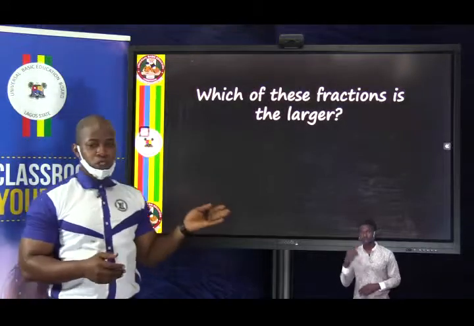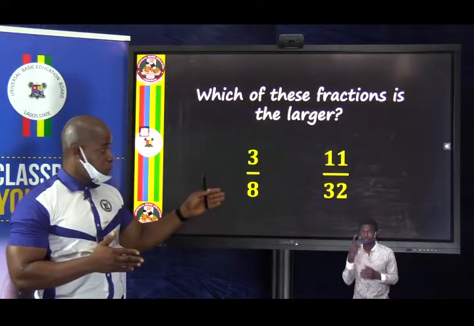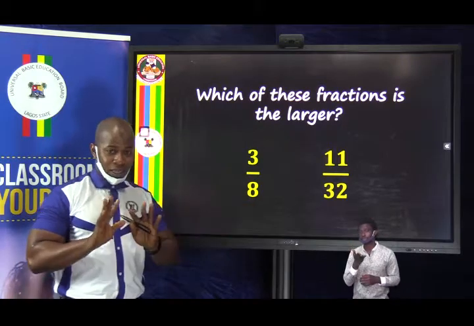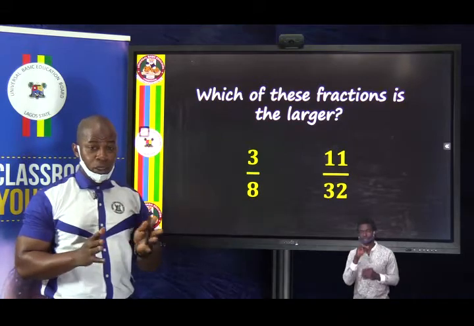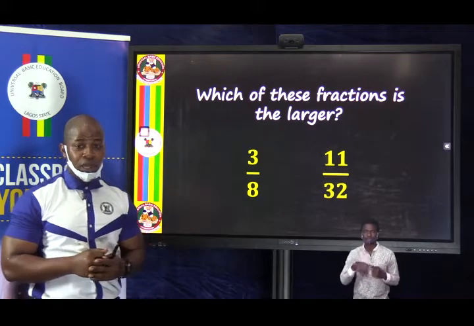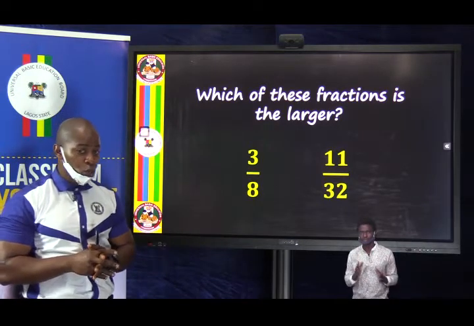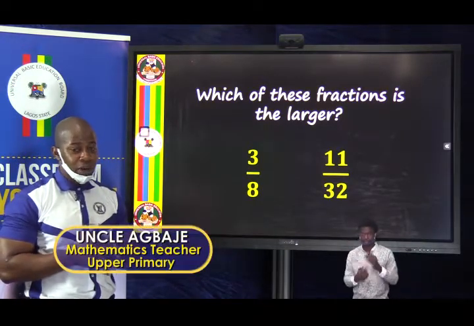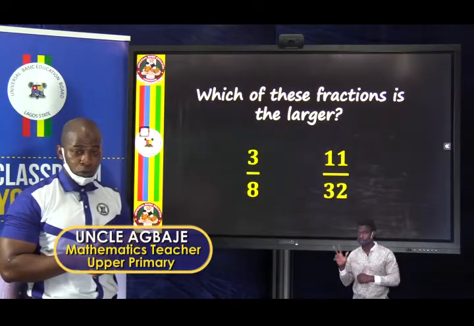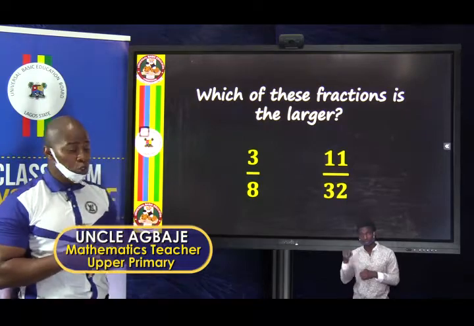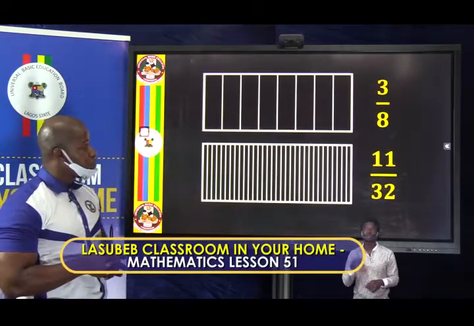Now, let us consider this question. Of these two fractions that you see here, 3 over 8 and 11 over 32, they are not equivalent, and that means they are not equal. In fact, one is bigger than the other. If you were to decide, which one would you say is the bigger fraction? Think critically. Is it 3 over 8? Is it 11 over 32? Well, the truth is, even Unkwagbaje does not know. So let's see if we can find a way of determining the bigger fraction.